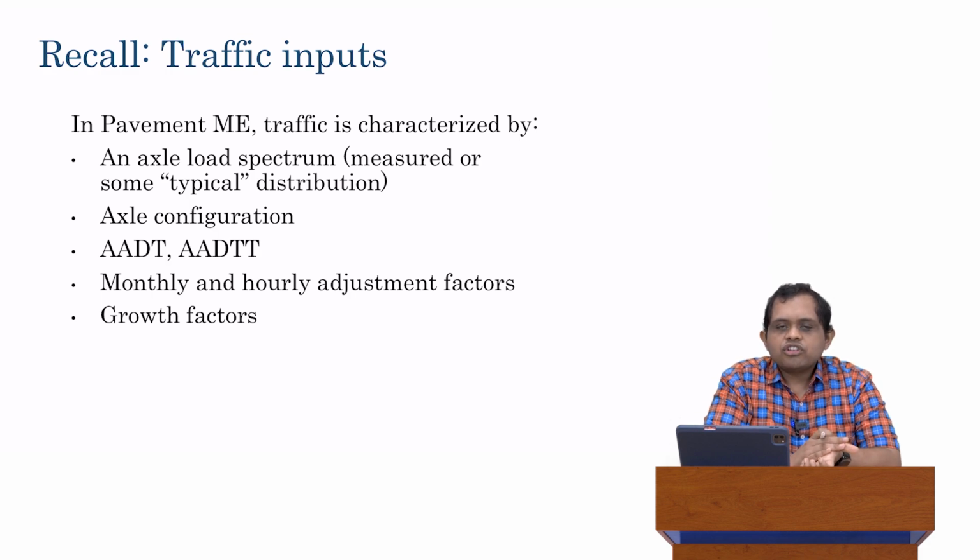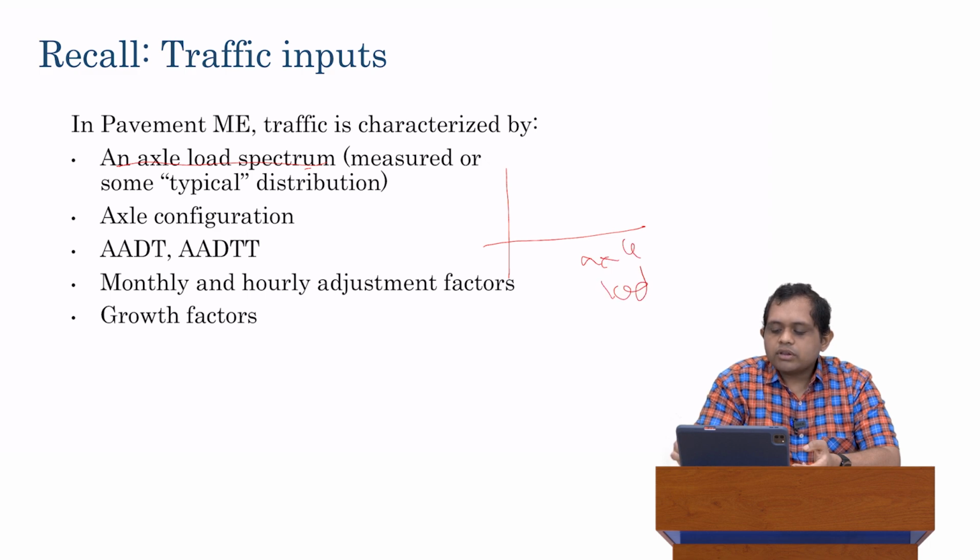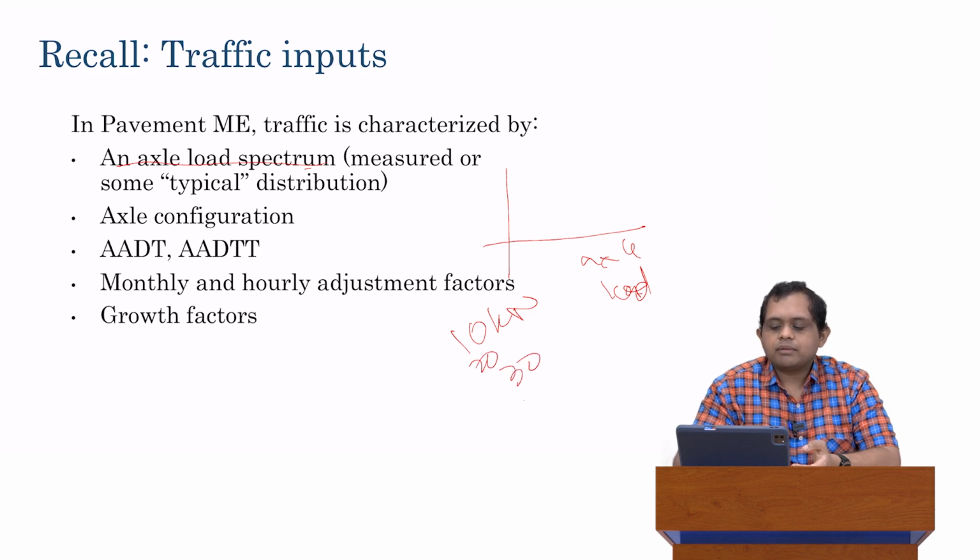Okay, so just as a recollection of what I said, in Pavement ME or in the AASHTO Mechanistic Empirical Pavement Design Guide, traffic is characterized by an axle load spectrum. That's the most important one. So what does an axle load spectrum look like? Well, on the x-axis, we might have axle load. Now, the gap between the axle loads, that means what increments do we have to consider for axle loads? That is 10 kilonewtons for single axles, 20 for tandem axles, and 30 for tridem axles. This is the Indian practice. We don't actually have guidance on quad axles. They're anyway very rare in any case.